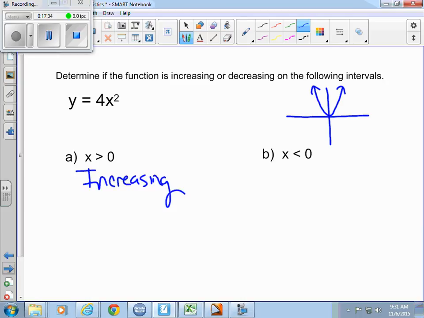What does x less than 0 mean? So less than 0, right? So what am I doing on the left of 0? Remember, we always read left to right no matter what. Decreasing. Don't forget to read left to right. This is going down from left to right, and this is going up from left. Any questions about that one?